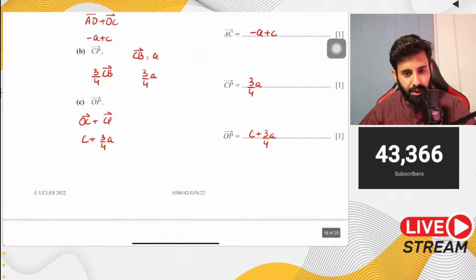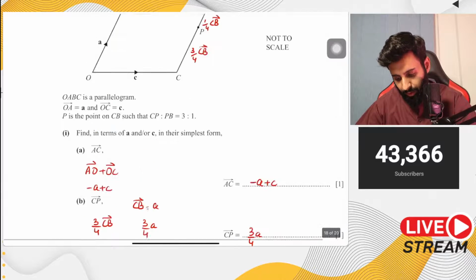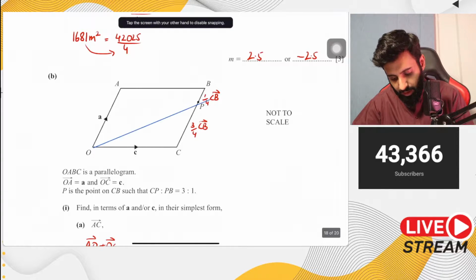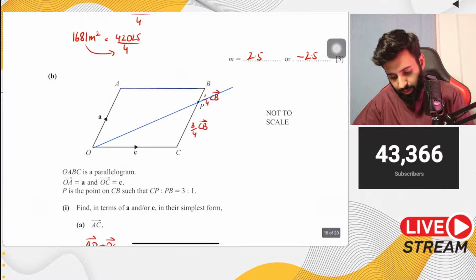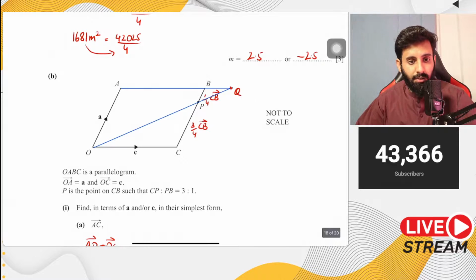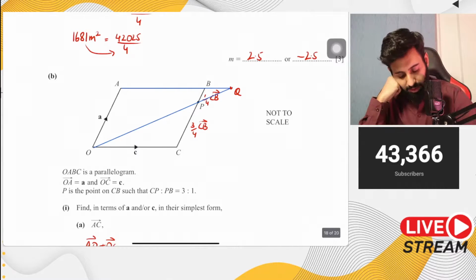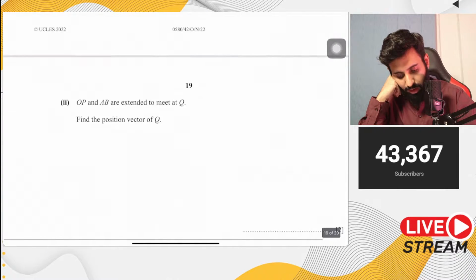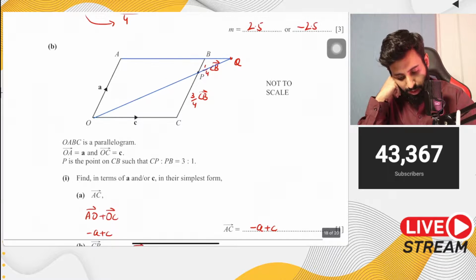Okay, now OP and AB are extended to meet at Q. So let's do that. Let's extend them and let's make them meet at Q. So there you go. These two are meeting at Q. Okay, find the position vector of Q. Does the question say anything else? No, it doesn't. All right, let's see how we can do that.